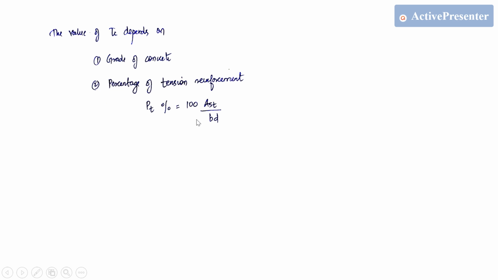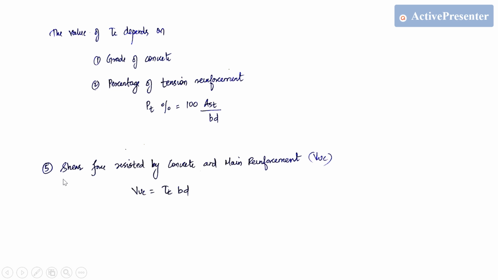So the question can come like this. That is, the value of tau c depends on the grade of concrete, width of the section, effective depth of the section, area of tension reinforcement. Like that, the question can come. Understood? So the next one is you got the value for tau c, that is the shear stress taken by concrete and main reinforcement.